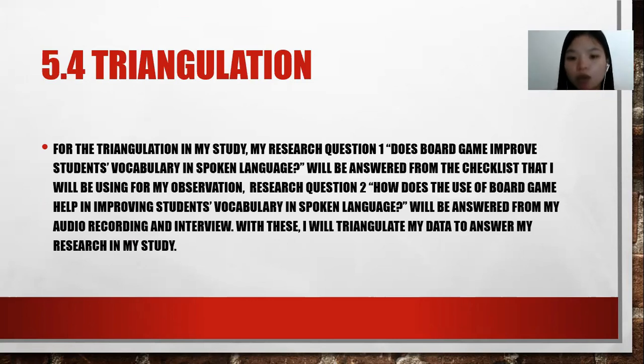And for triangulation in my study, research question 1, does the board game improve students' vocabulary in spoken language, will be answered from the checklist that I will be using for my observation. And research question 2, how does the use of the board game help in improving students' vocabulary in spoken language, will be answered from my audio recording and interview. With this, I will triangulate my data to answer the research questions in my study.